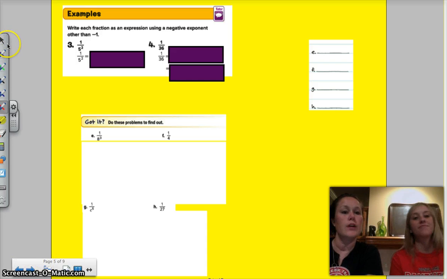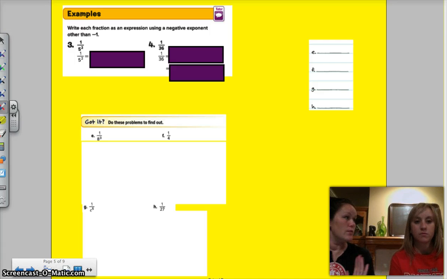All right, now let's try to go backwards. So we're going to express this as a negative exponent, but we cannot use negative 1. So I can't just put it up in the top and say it's negative. Got it. So let's check out the first one.